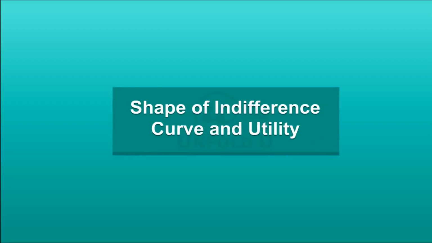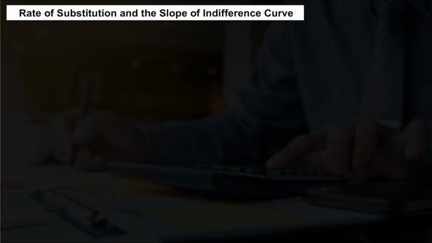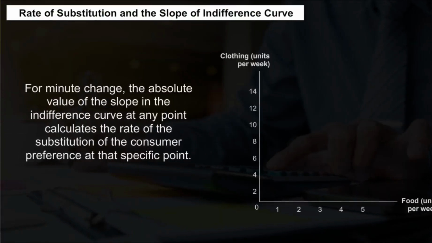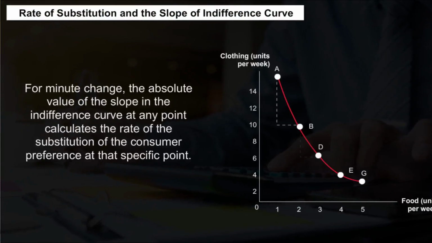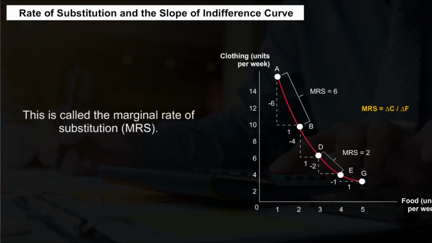Shape of indifference curve and utility, rate of substitution, and the slope of indifference curve. For a minute change, the absolute value of the slope of the indifference curve at any point calculates the rate of substitution of the consumer preference at that specific point. This is called the marginal rate of substitution, MRS.